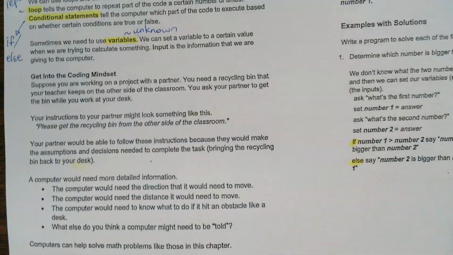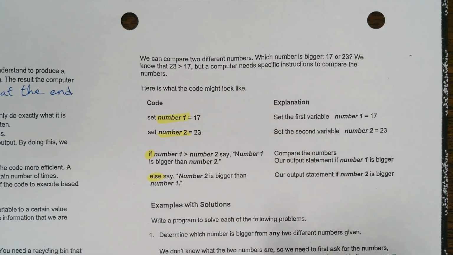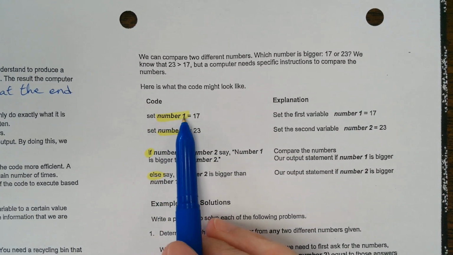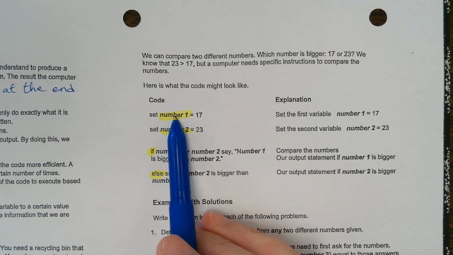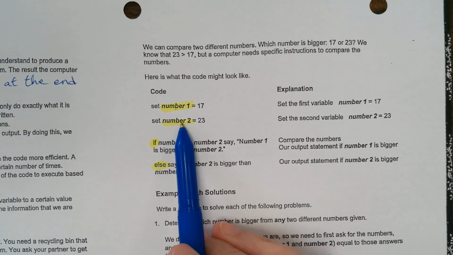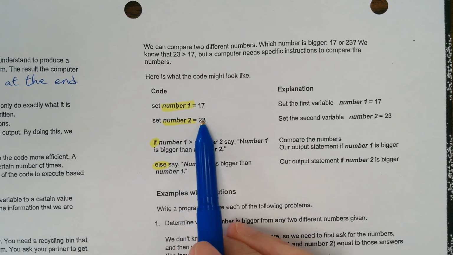Okay. So for example, let's go over this problem. Set variable 1 equals 17. So this is my variable, my first variable. I can set a second variable. Set number 2 to be 23.